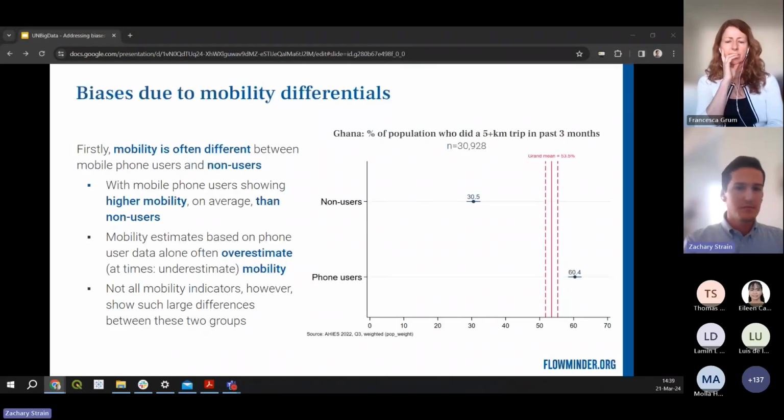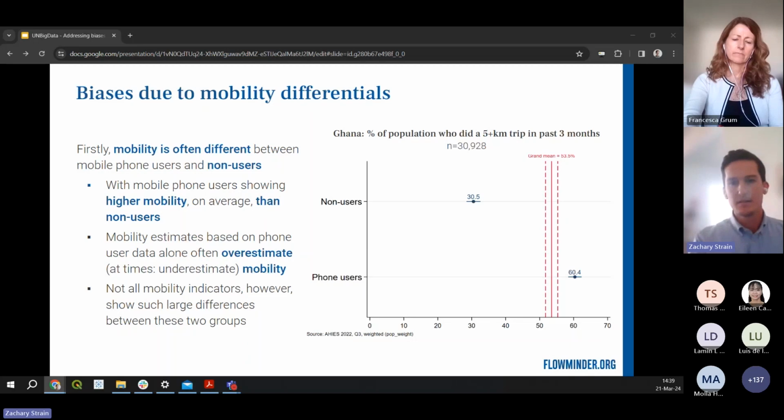So first, mobility is often different between mobile phone users and non-users, as was just discussed. Here's an example from Ghana. We asked in their annual household income and expenditure survey if a respondent had taken a trip of 5 kilometers or more in the past 3 months. We see that about 30% of non-phone users had taken such a trip, whereas 60% of phone users had. So we see quite a large difference in mobility between phone users and non-users.